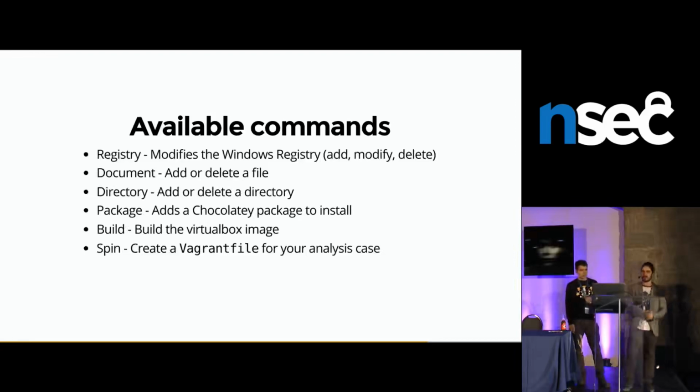And then you have build and spin. So build builds the VirtualBox image for the VM, and then you just spin it to create a Vagrant file that you can keep, and that's basically a link to the box, the Vagrant box, and then you can spin it up everywhere you want.